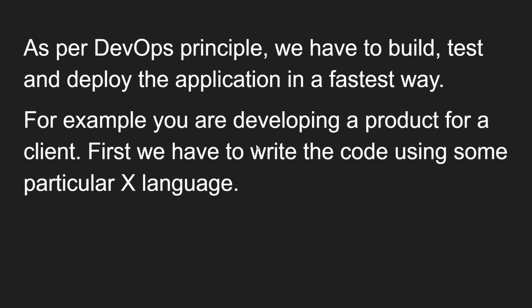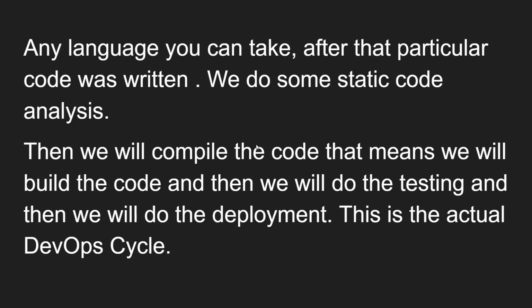As per the DevOps principle, we have to build, test and deploy the application in the fastest way. For example, you are developing a product for a client. First, we have to write the code using some particular X language. Here X language means any language you can take.